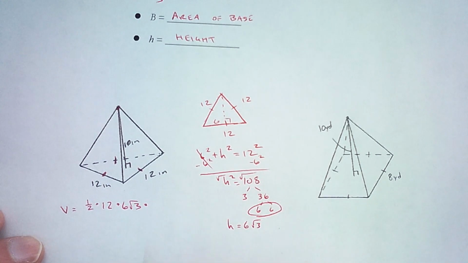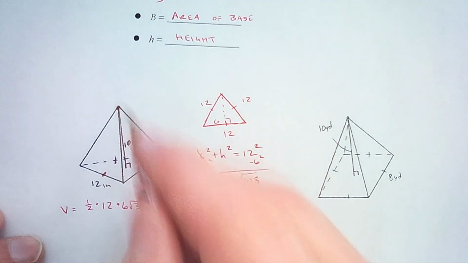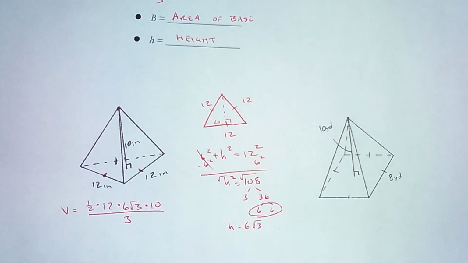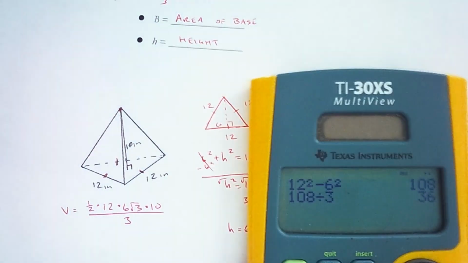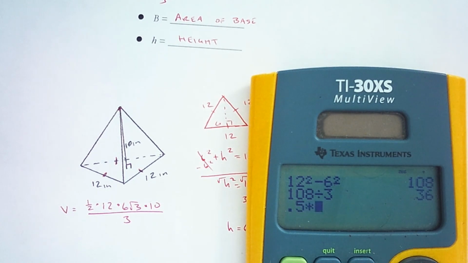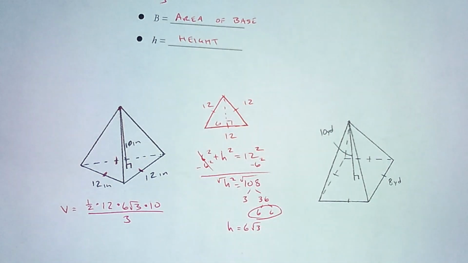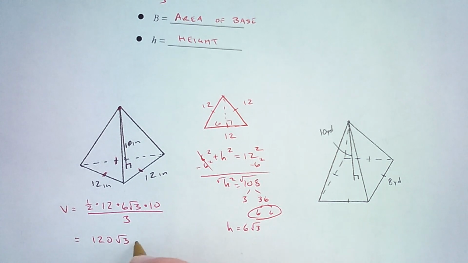Okay, then we'll multiply that by the height of the pyramid, which is from the base to the vertex, and that is 10, divided by 3. So I have 0.5 times 12 times 6 times 10. I'm going to leave the root 3 out of this. Divided by 3, and that is 120. So our exact volume is 120 times the square root of 3 inches cubed.